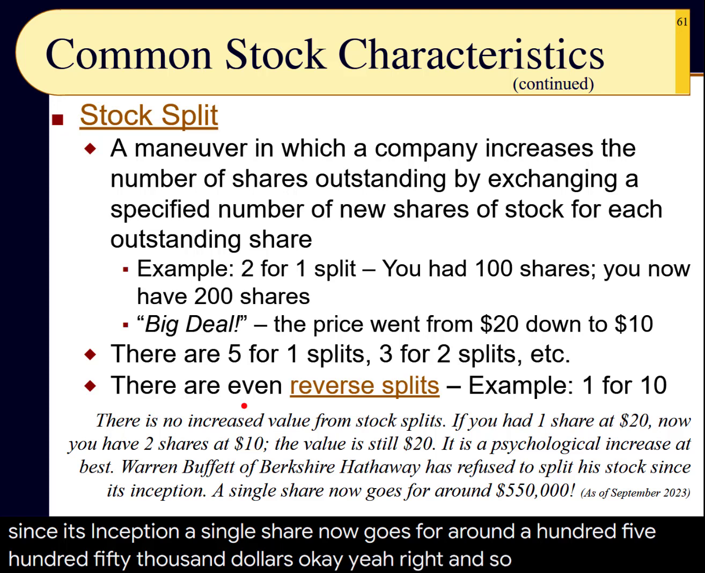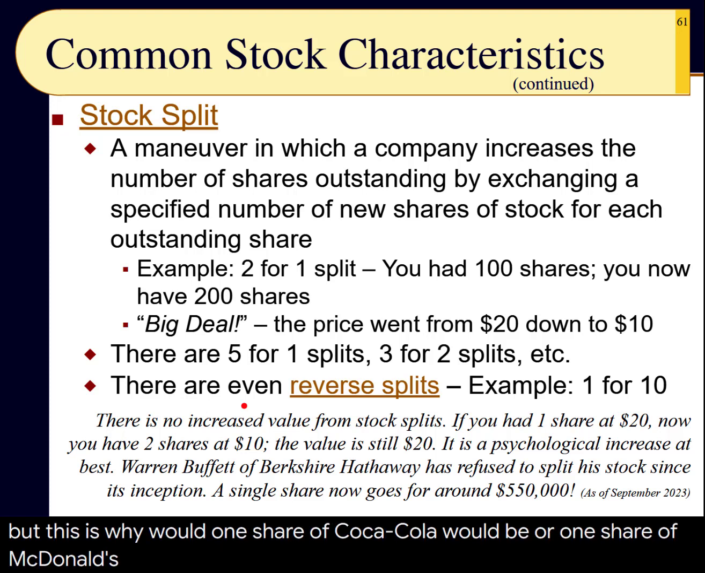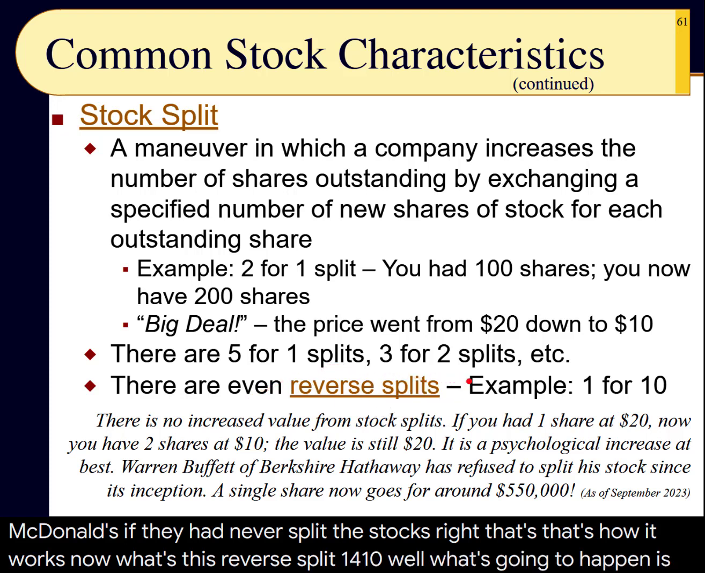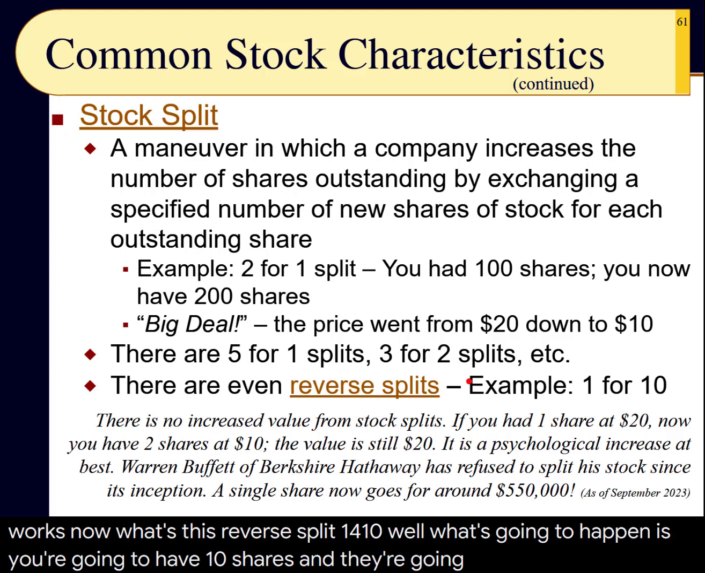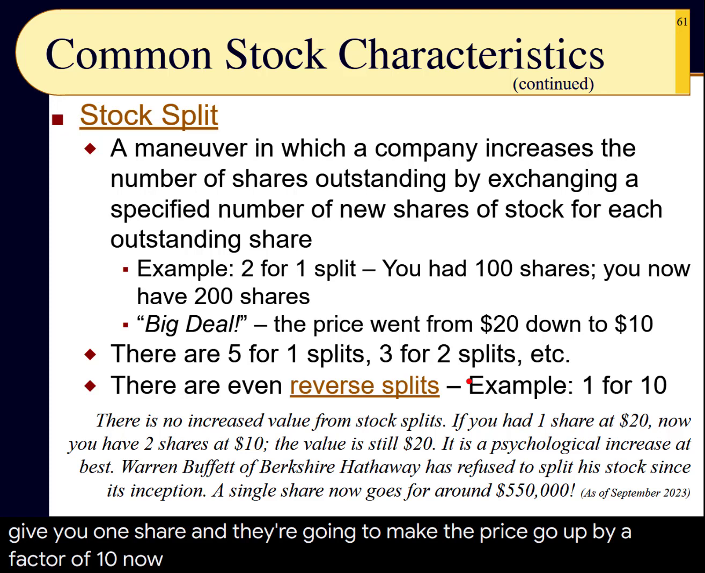And so this is what one share of Coca-Cola would be, or one share of McDonald's, if they had never split the stocks. Right, that's how it works. Now, what's this reverse split? 1 for 10. Well, what's going to happen is you're going to have 10 shares, and they're going to take them away and give you one share, and they're going to make the price go up by a factor of 10. Now, why would they do this?